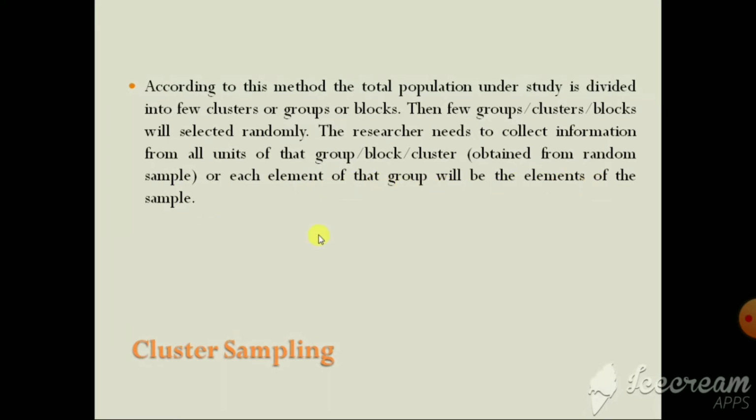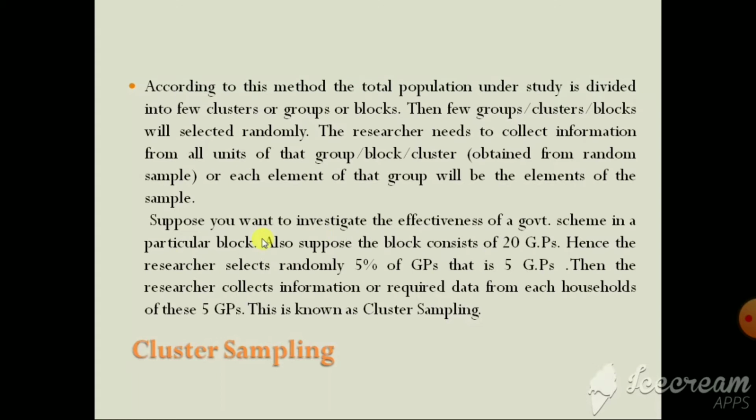Suppose you want to investigate the effectiveness of a government scheme in a particular block. Also suppose that the block consists of 20 gram panchayats. Hence, the researcher first randomly selects 5% of the gram panchayats, that is 5.